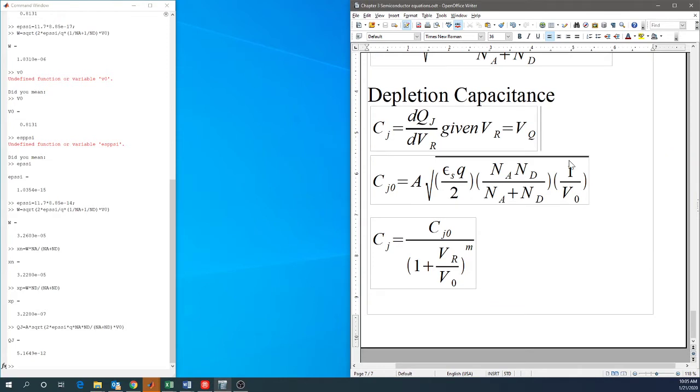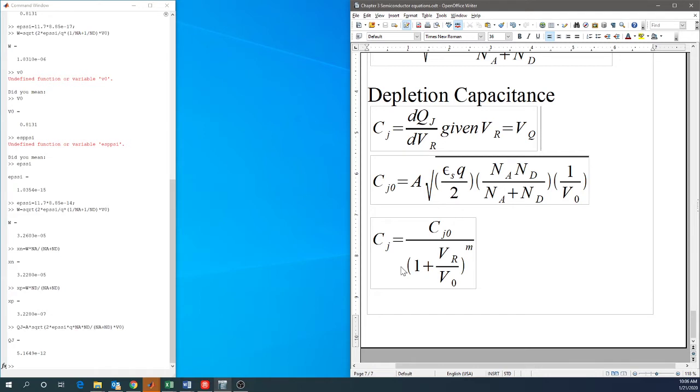Depletion capacitance. This is the end of the equations. I've gotten to the end of the sheet for this. Cj is equal to the derivative of the charge with respect to Vr, given Vr is equal to Vq, and then we have the entire junction capacitance if there's no reverse bias, and then we do this. So the value of M, by the way, can vary depending.